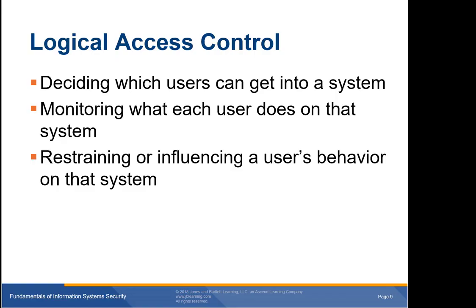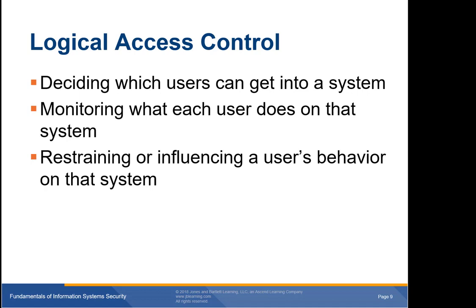Deciding which users can get into the system. HR employees may be the only employees who are allowed to reach sensitive information stored on an HR server. Monitoring what a user does on the system. Certain HR employees might be allowed to view documents, but other HR employees might be able to actually edit these documents. And finally, restraining or influencing the user's behavior on that system.